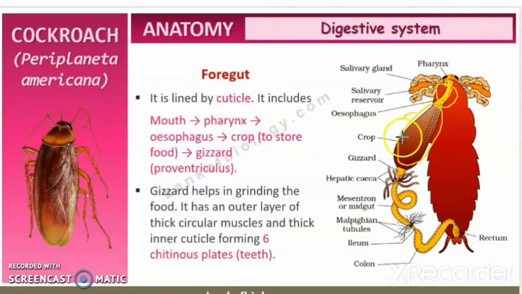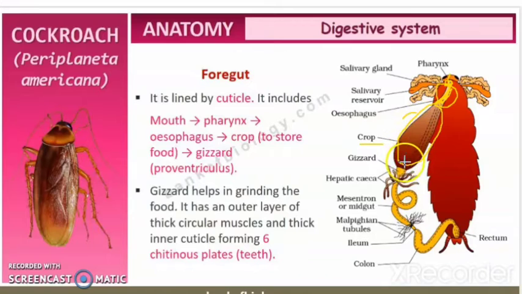And why is this crop needed? This crop is the place where the food is stored in the cockroach, right? So we know that the esophagus, as in human beings, here also acts as a passage for movement of food. So the food which enters through the pharynx enters into the narrow tubular part called the esophagus, and from the esophagus it then enters into a sac-like structure called the crop, and this crop is the place where the food is stored, right?